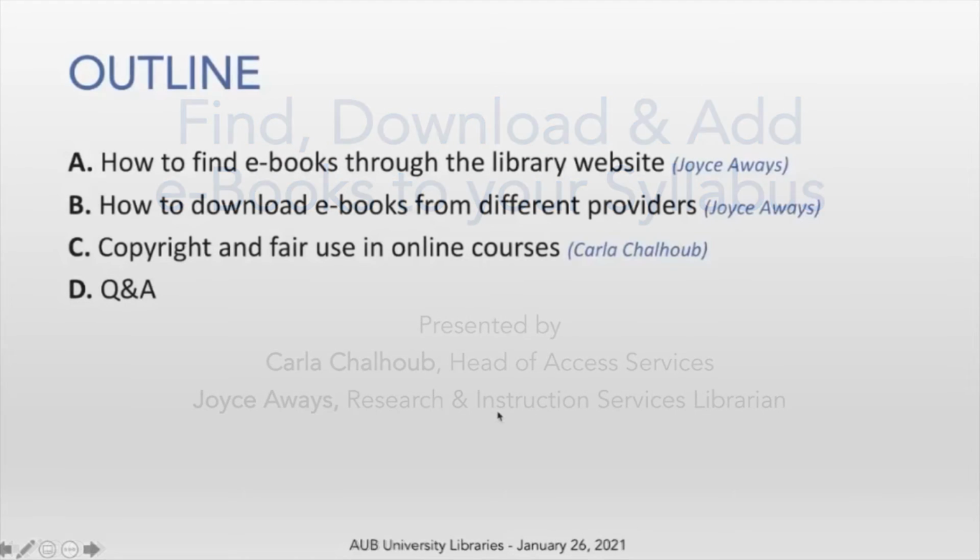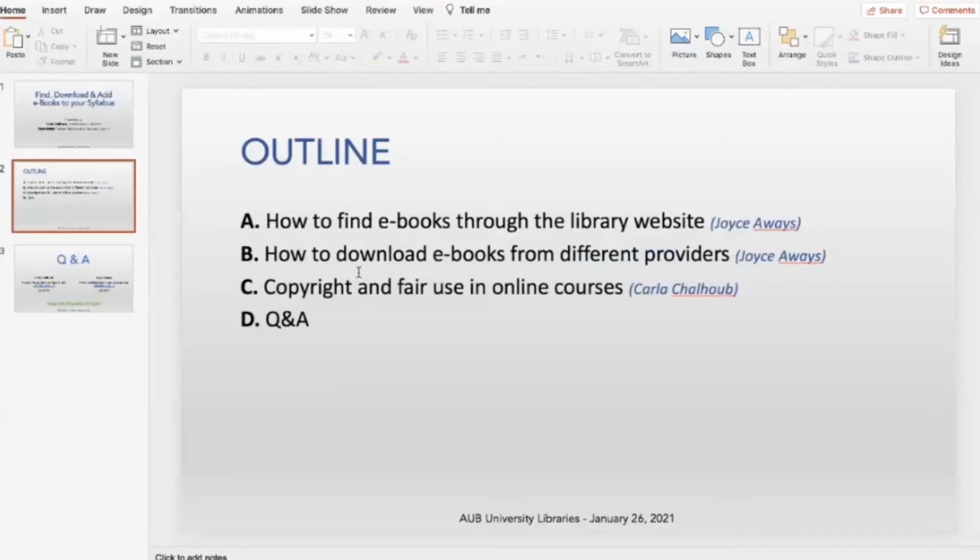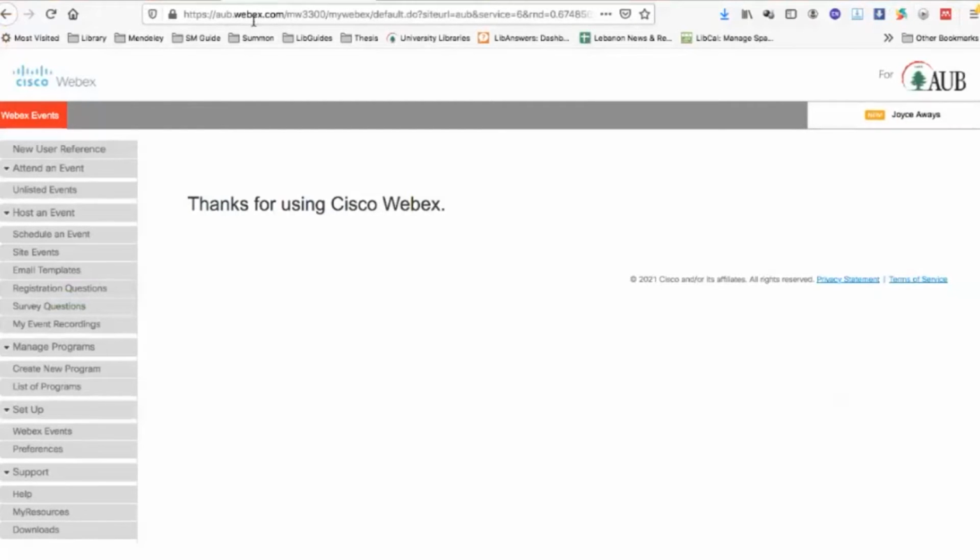We're going to be talking about how to find ebooks through the library website, mainly the ebooks that we are subscribed to as university libraries, but also I will show you two resources where you can access or have access to open educational resources, as well as some open access ebooks and audiobooks. So to get started, I'm going to go directly to the website of the university libraries.